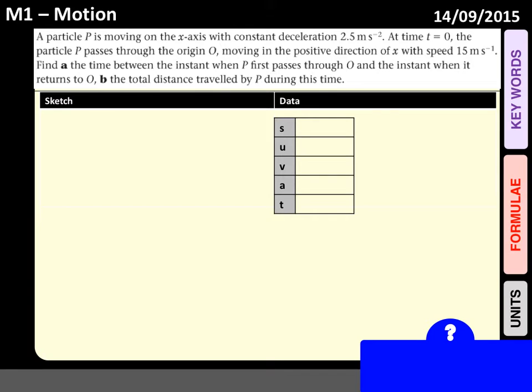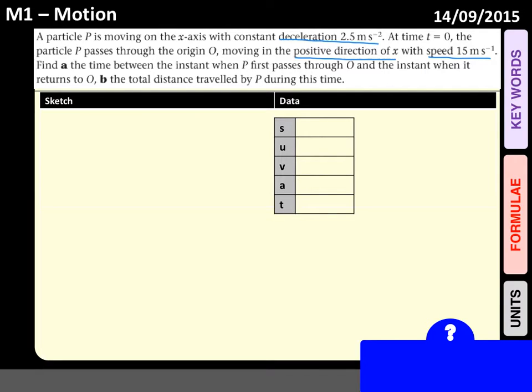Okay, so we've got a SUVAT equation again. We've got a particle, so we know that we can ignore air resistance and any rotational motion. We've got constant deceleration of 2.5 meters per second squared, and we know that there's movement in the positive direction of x, and we've got a speed of 15 meters per second once it's past the origin O.